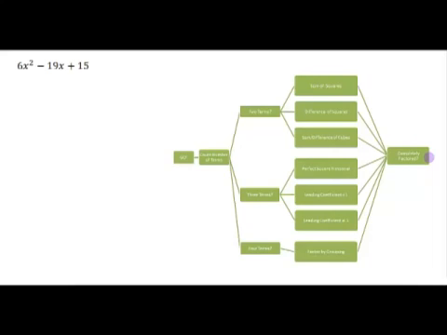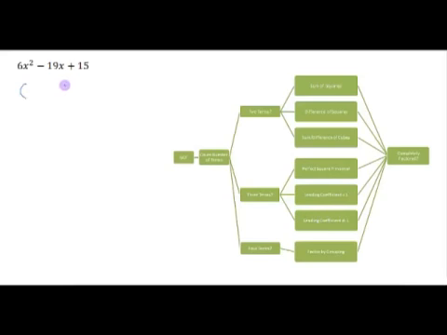6x squared minus 19x plus 15. The first thing we do is check for a greatest common factor. For this polynomial, we have no greatest common factor, so we'll count the number of terms. We have 3 terms, so here are our 3 options. First, is it a perfect square trinomial? It's not a perfect square trinomial because 6x squared is not a square, and 15 is not a square. So is the leading coefficient 1? No, the leading coefficient is not 1. So we're going to do reverse FOIL.